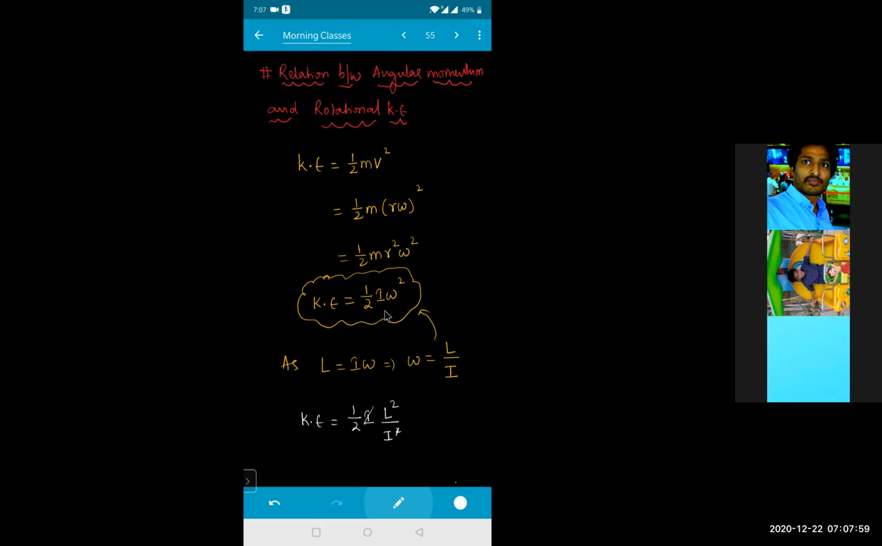Can you show the previous picture? So kinetic energy is half into I into omega square. Omega is equals to how much? L by I. You substitute the value here. Kinetic energy is half into I into, substituting in place of omega, L square by I square. Simplified, you are getting kinetic energy equals L square by 2 into your I.